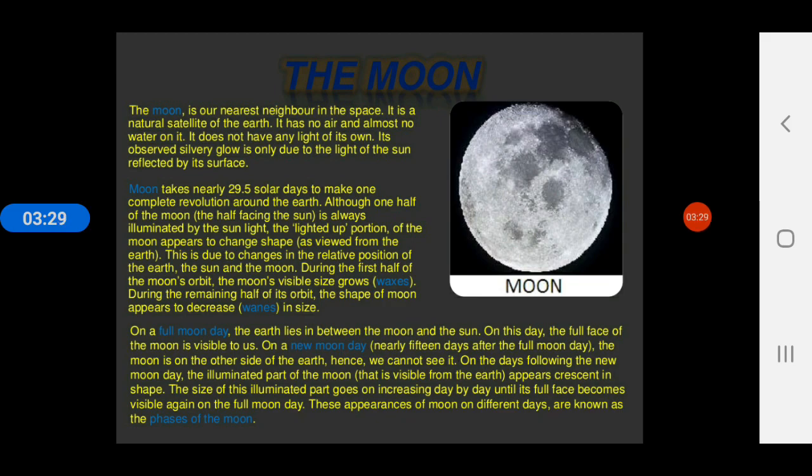On the days following new moon day, the illuminated part of the moon appears crescent in shape, and the size of the illuminated part keeps on growing. From new moon to full moon, the size of the moon keeps on increasing till it becomes full moon, and then again the size keeps on decreasing. These appearances, this increase and decrease in size of the moon, is known as phases of moon.